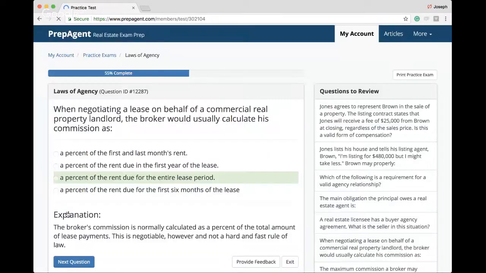Okay, so typically it's a percent of the entire lease period. Now I want you to look at, it says usually here. So some of you guys may have examples where you get paid in other manners. Remember, you can get paid whatever is agreed upon. Usually, it's a percent of the entire lease period.